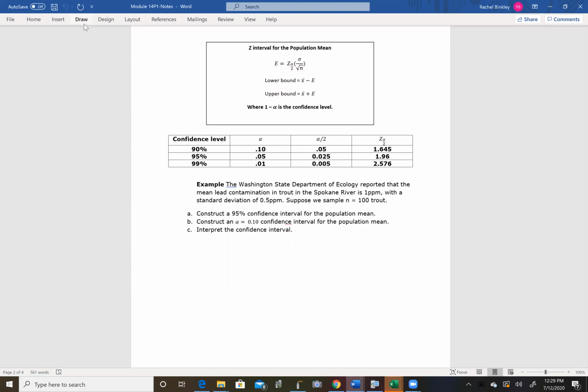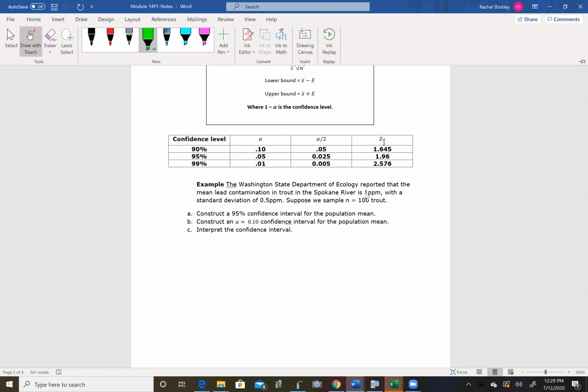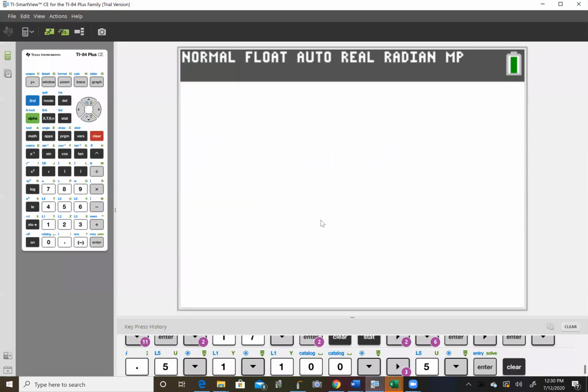Let's see if I can highlight all of these things that I'm going to need. We need the mean, the standard deviation, the sample size, and we also need our confidence level, okay? Then once you have those 4 numbers, you're going to go to your calculator.